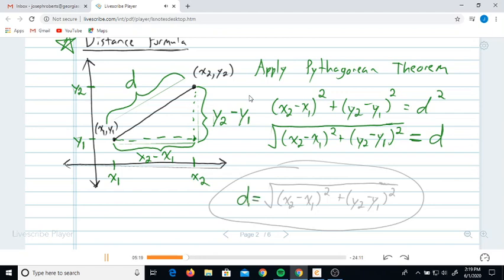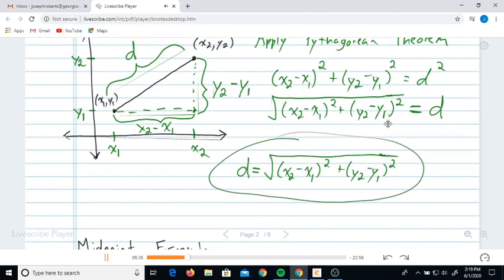So the distance between any 2 points is going to be the difference of their x-coordinates squared plus the difference of the y-coordinates squared, and then take the square root of that sum. And there's our distance formula.